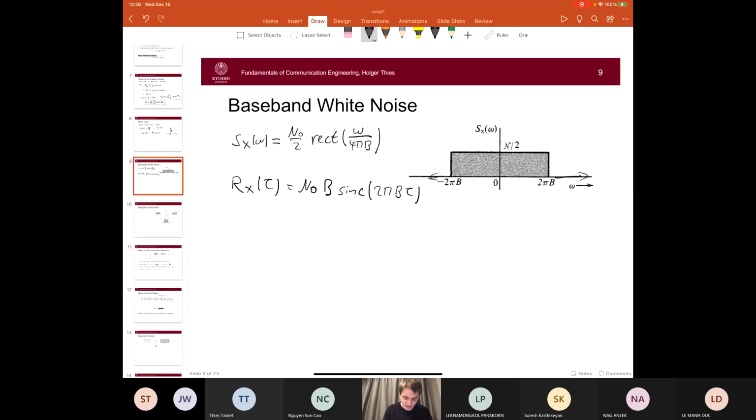And then we can compute the power of this process, of this baseband filtered white noise process, by taking the autocorrelation function for tau 0, and this will just be N0 times B. So this is the result. What we get for baseband white noise is that the power of this noise will be N0 times B.